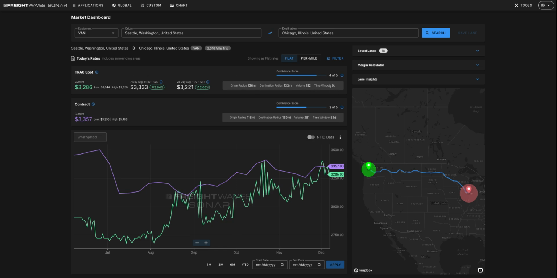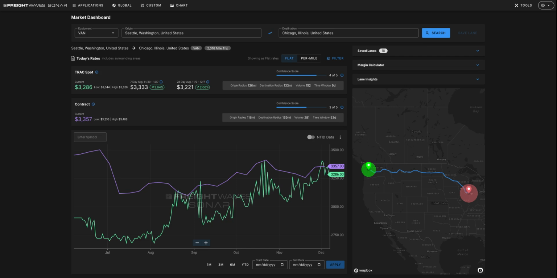Down here in this black box, you'll see the origin radius, destination radius, the volume, and the time window. This is all displayed because we have a 5/25 rule. Since these are coming from contributors, we want to make sure that you're not getting information from just one brokerage. So we have a 5/25 rule, which just means that for every lane, we have to have 5 or more contributors. Not one of those contributors can account for more than 25% of that load. So you're getting a dense amount of data.